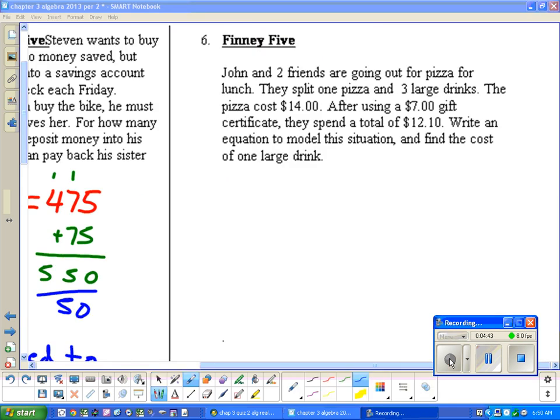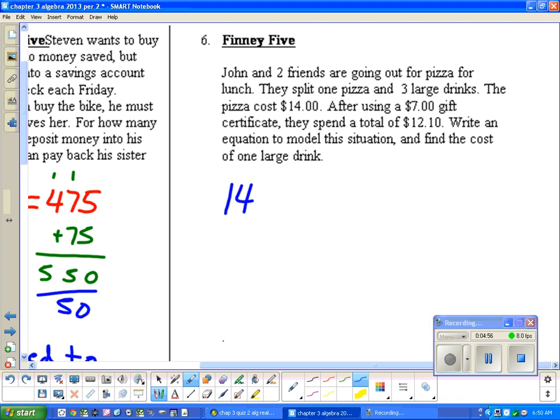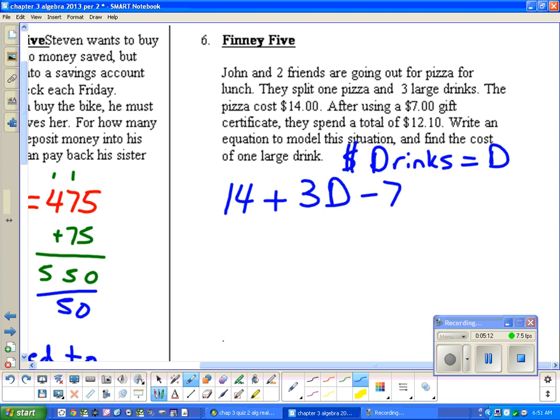Question number 6 is a 55 question. John and 2 friends, so there's a total of 3 people, are going out for pizza for lunch. They split 1 pizza and 3 large drinks. The pizza costs $14, plus the 3 large drinks. The price of the drinks is D. Okay, after using a $7 gift certificate, minus 7, they spend a total of $12.10. And you're going to have to solve for D here to find out the cost of 1 drink.